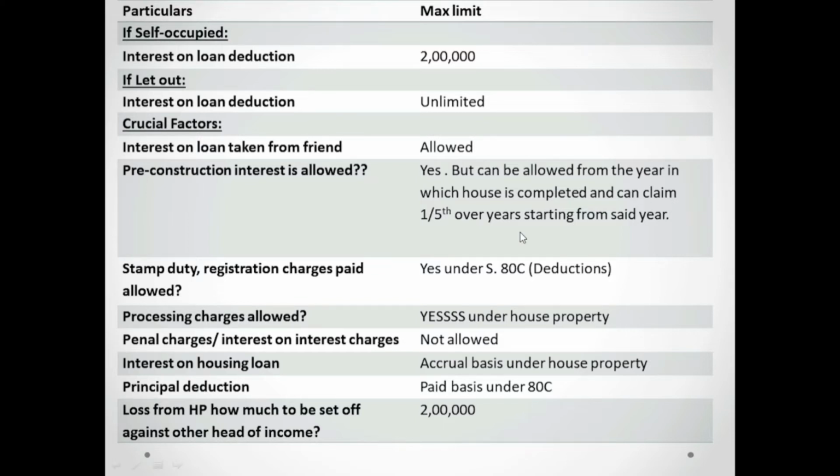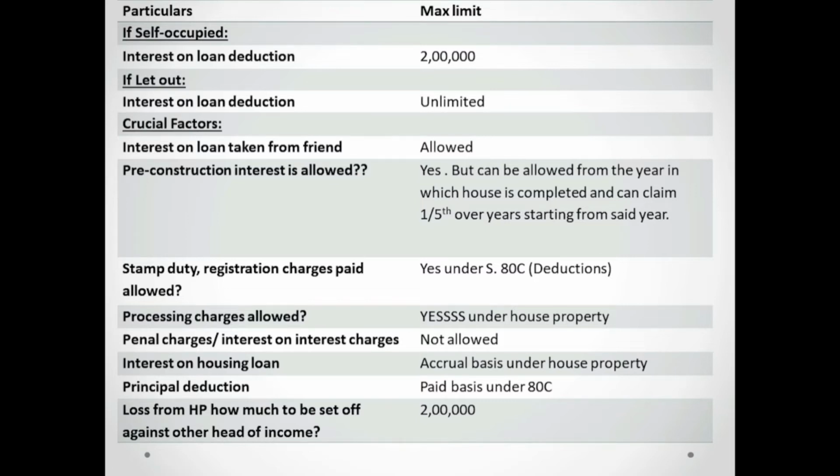Next, let's say you are incurring stamp duty, registration charges, etc., what you paid on the purchase of house property, that is also eligible under section 80C. People do really miss out on this aspect too. So I would just want to stress that you can claim it over here in the 80C.